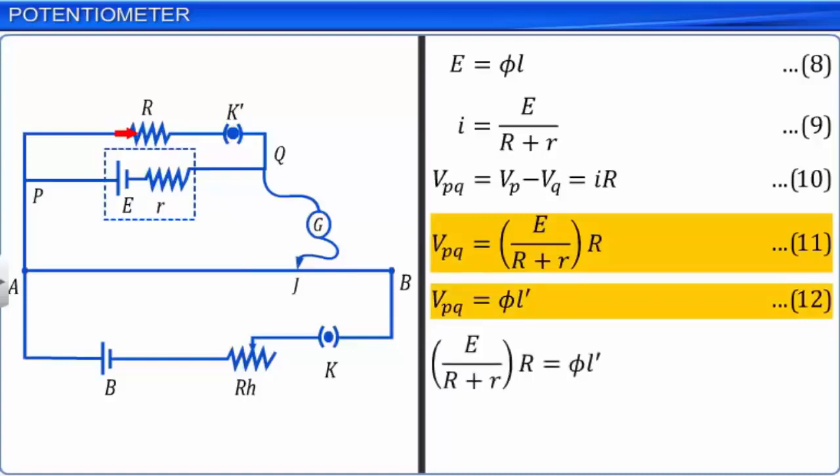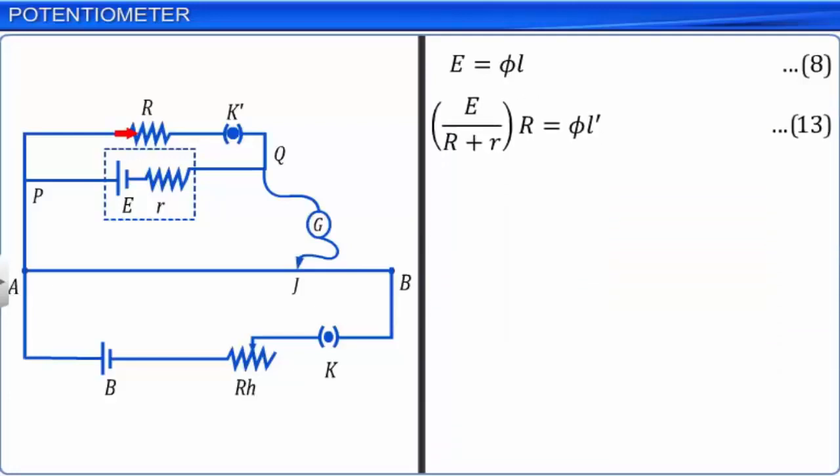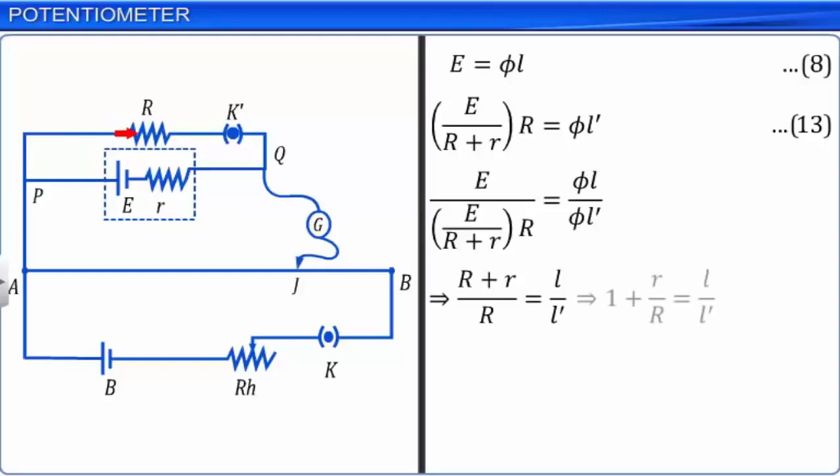Dividing equation 8 by equation 13 and simplifying, we get the internal resistance of the cell, r is equal to R into (L minus L') by L'.